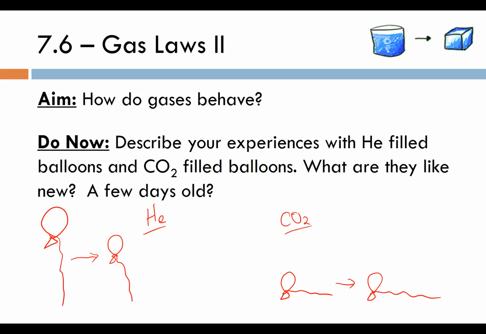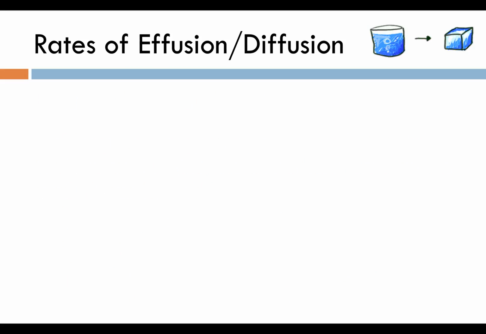And you might wonder, why do my carbon dioxide balloons stick around for so long, but my fun helium balloons seem to deflate and lose their gas so much faster? There's actually a formula we can use to figure out how much faster helium balloons would deflate than a carbon dioxide balloon. So let's start there. We're going to talk about rates of effusion and diffusion.